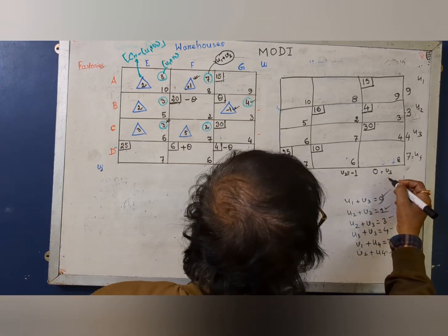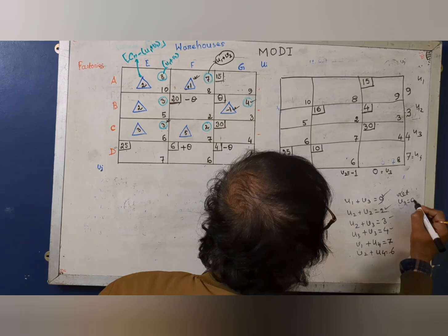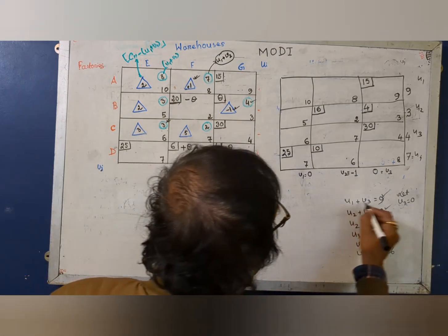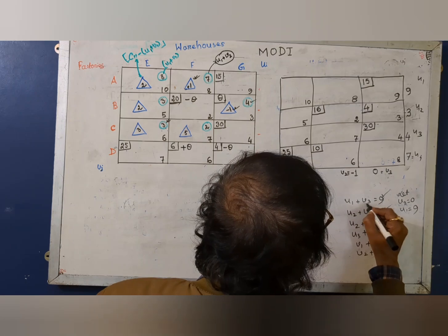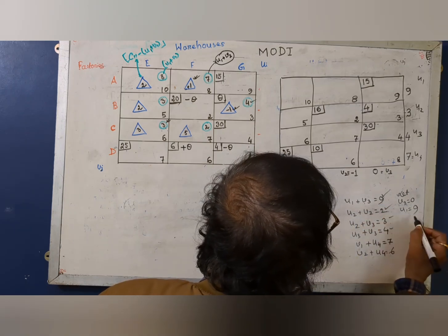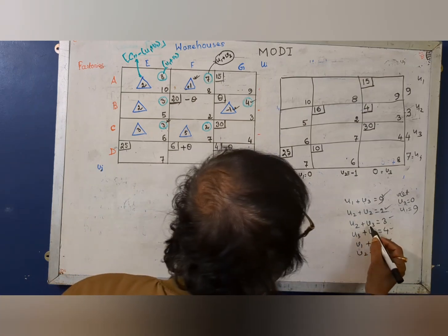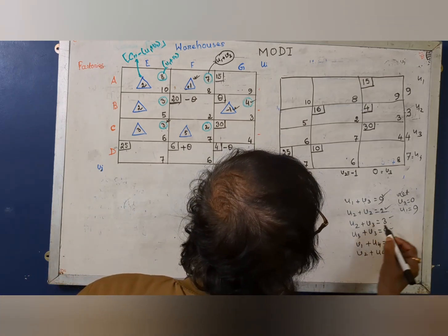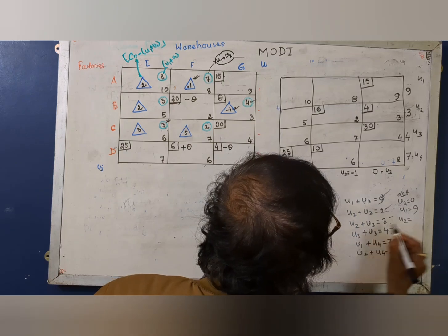So here I have already shown. I have assumed let V3 is equal to 0. If V3 is equal to 0, then what is the value of U1? Then U1 will be 9. Next, with V3 as 0, what is the value of U2? U2 is equal to 3.